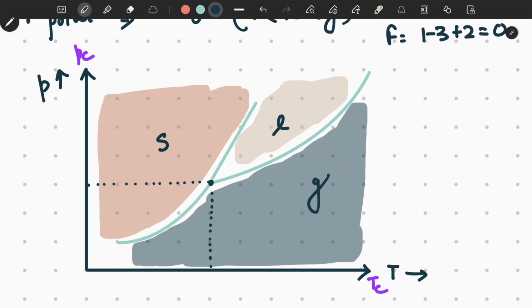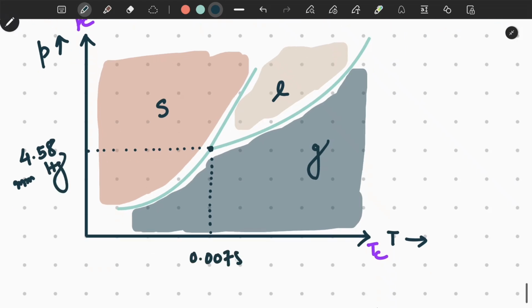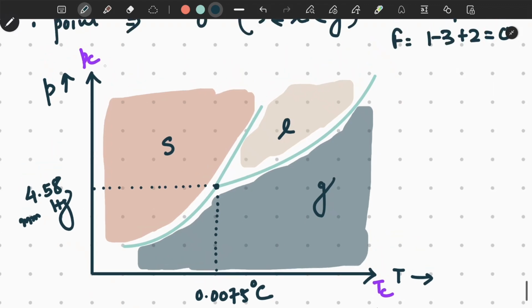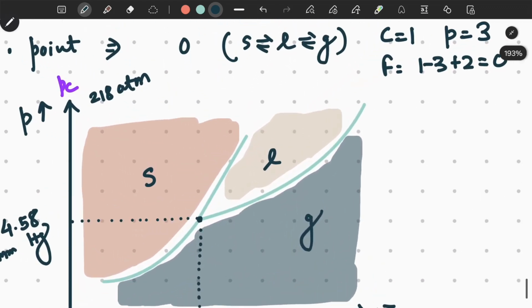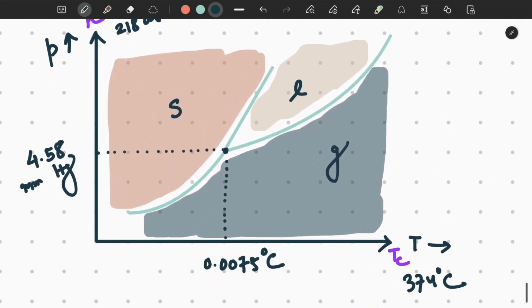Here the value is 4.58 mmHg. This value is 0.0075 degree centigrade. And for this PC and TC, PC is 218 atm, TC is 374 degree centigrade. This is for water. But our question was for sulfur.